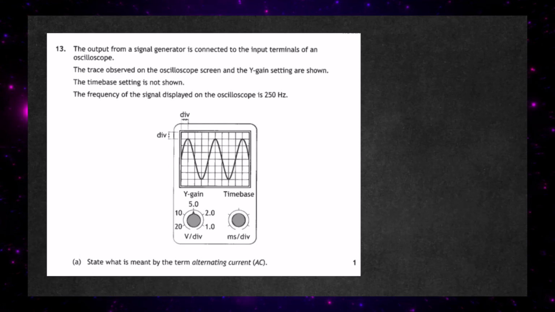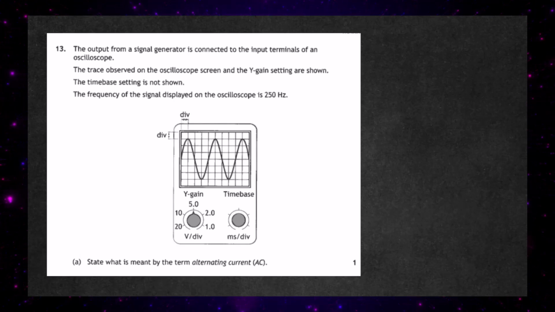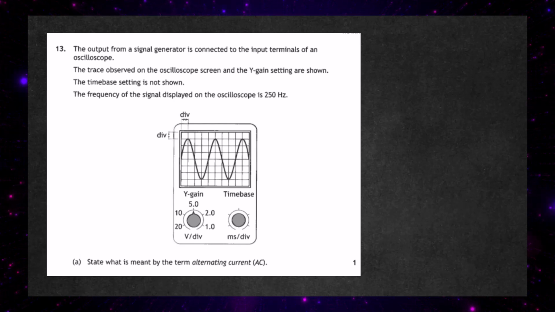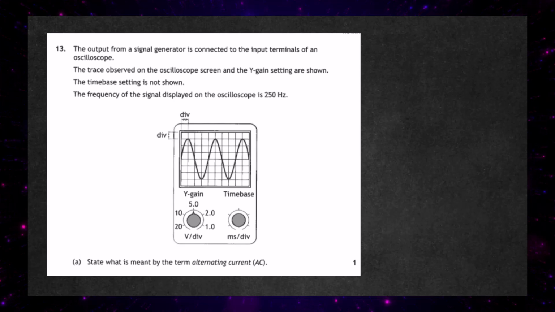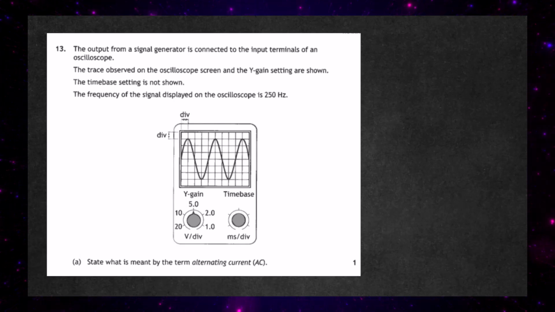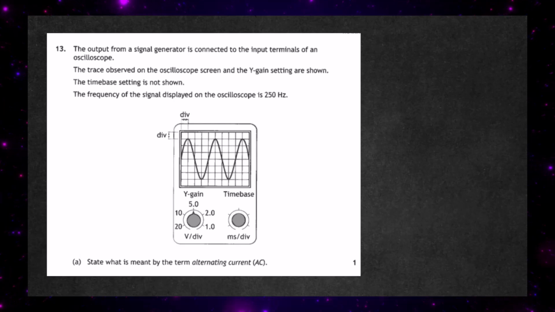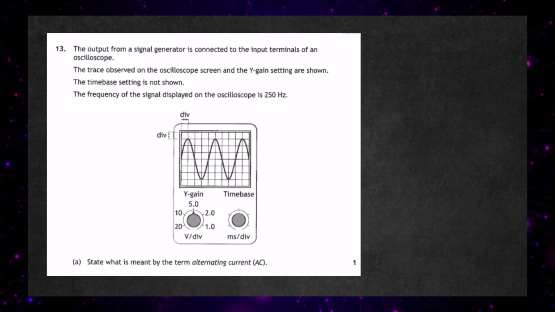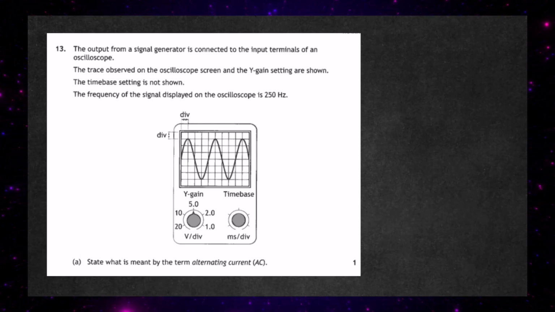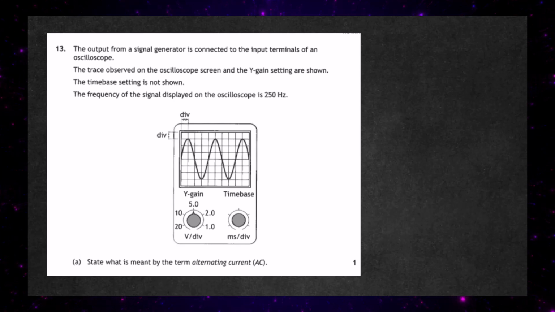Question 13 from Section 2 of the 2024 Higher Physics Examination from the SQA. The output from a signal generator is connected to the input terminals of an oscilloscope. The trace observed on the oscilloscope screen and the Y gain settings are shown. The time base setting is not shown.